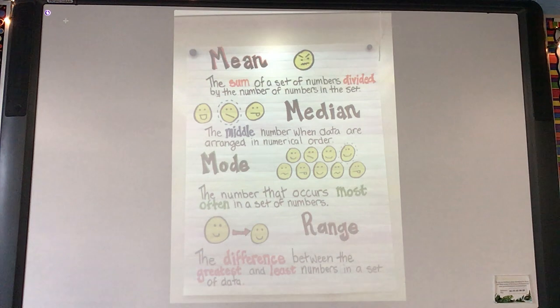One that they have not talked about that we will work with some, it's not as common, is the range. Okay? The range, go ahead and add that to your math vocab list, please. So you have mean, median, mode, and add range below that. The range is the difference between the greatest and the least numbers in a set of data.